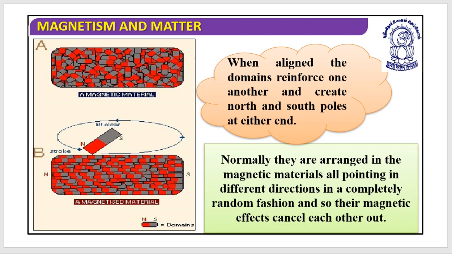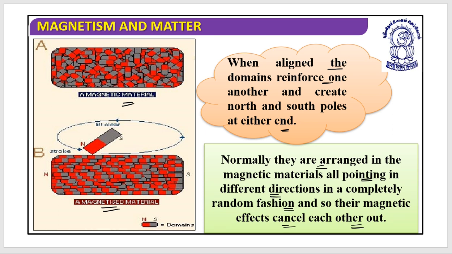So look at this. This is the magnetic material, this is the magnetic material, and this is the magnetized material. So when aligned, the domains reinforce one another and create a north or south pole at either end. Normally they are arranged in the magnetic material all pointing in different directions in a completely random fashion, so that their magnetic effects cancel each other when there is no magnetic field.